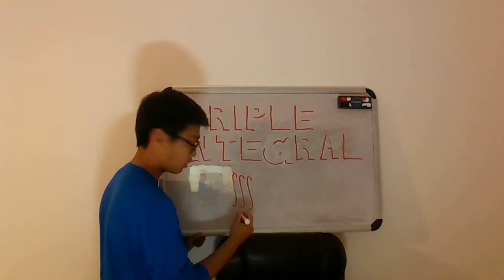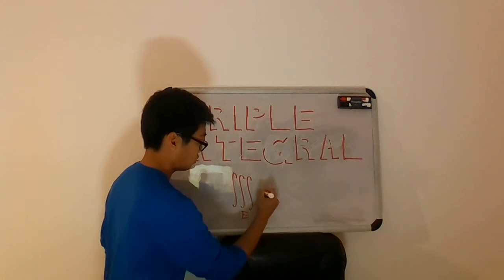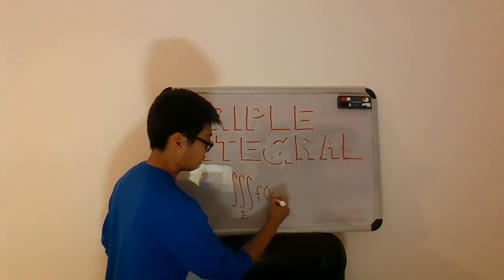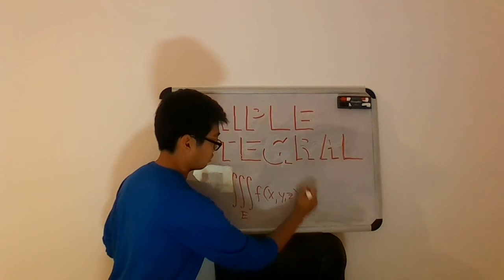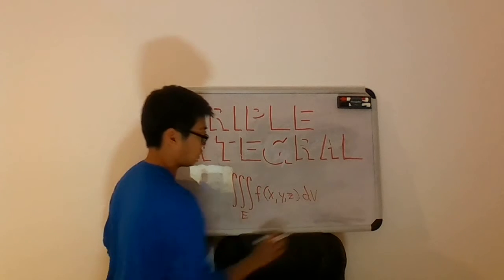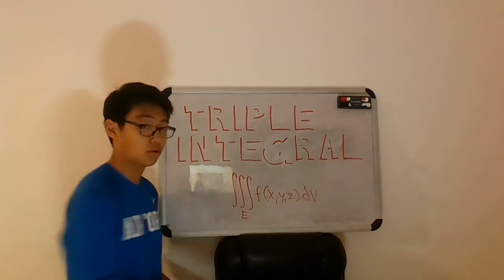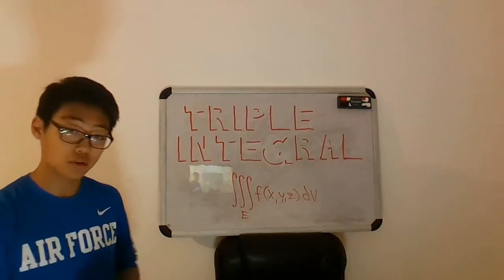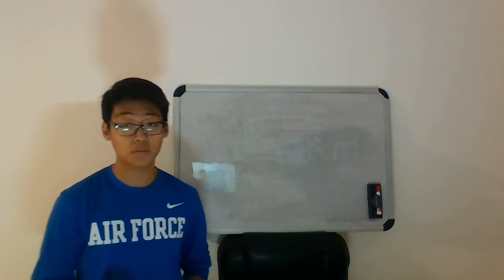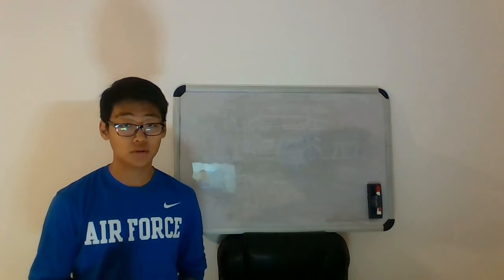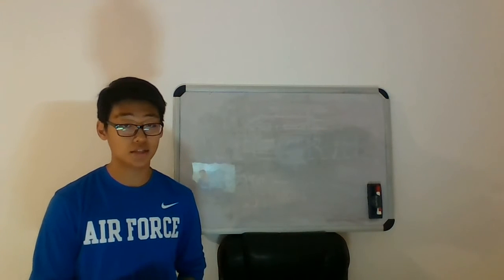You have your three integrands, the function of three variables, and like I said earlier, it's a method of finding volume, so it will be with respect to volume. So we can use this triple integral to find the volume of a solid region bound within the xyz axis.